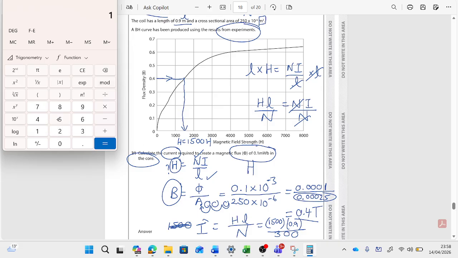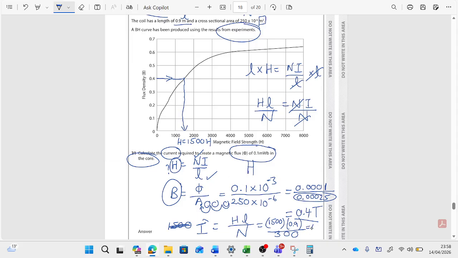So 1,500 multiplied by 0.9 divided by 300, and that is 4.5.